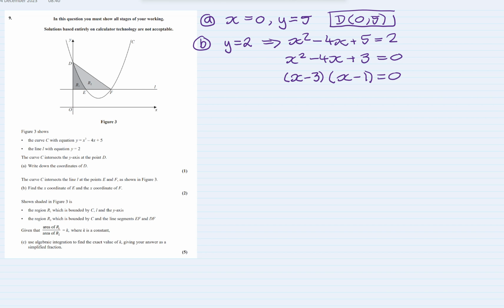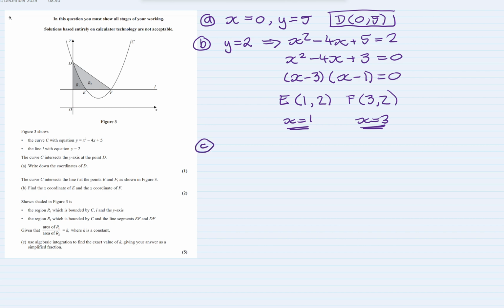And we know that E comes before F on the graph, so that's going to give me the point where E has got the x coordinate of 1. And we know that the y coordinate for both of these is 2. And at F, we've got the coordinate of (3, 2). And actually what the question's just asking me is for the x coordinates. So I'm just looking at E, I've got x equal to 1. And at F, I've got x equal to 3. But having the actual coordinates might help me later on in the question.